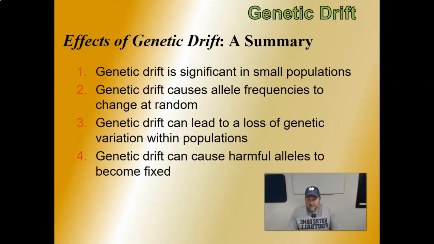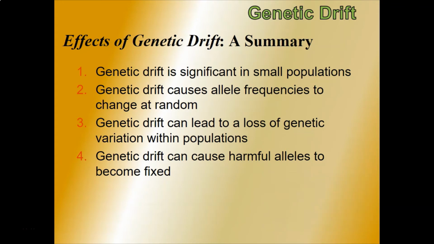Okay, so let's see the effects here then of genetic drift. So what's the deal with it? Well, it's definitely significant in small populations, much more than large populations, because again of that random chance element, right? This genetic drift causes allelic frequencies to change at random, completely random. It can lead to loss of genetic variation in a population, right? We just saw that example with the greater prairie chicken and bottlenecking. And this could lead to harmful alleles becoming fixed in a population, right? So not necessarily always a good thing, this genetic drift.